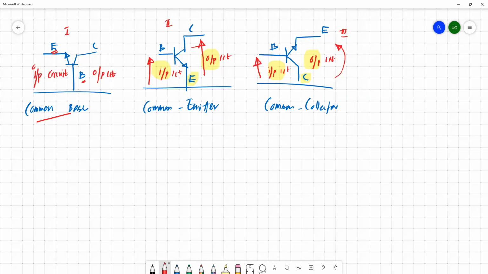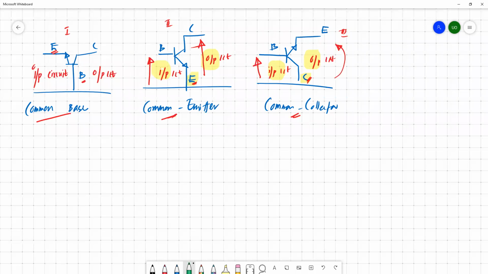If your emitter is common for both the input circuit and the output circuit, we define it as a common emitter configuration. If your collector is common for both the input and output circuit, then it becomes a common collector configuration. So by changing the terminal of the transistor, you can come up with three different transistor configurations: common base, common emitter, and common collector.